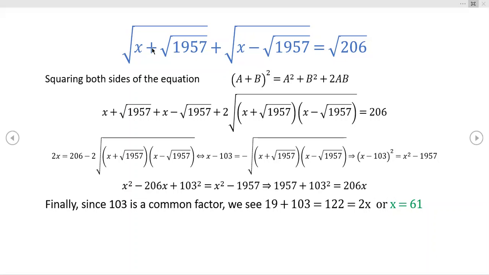Now, I didn't check it. That's a little bit of a challenge to check, but x equals 61 is, let's see here, the only solution. X equals 61.